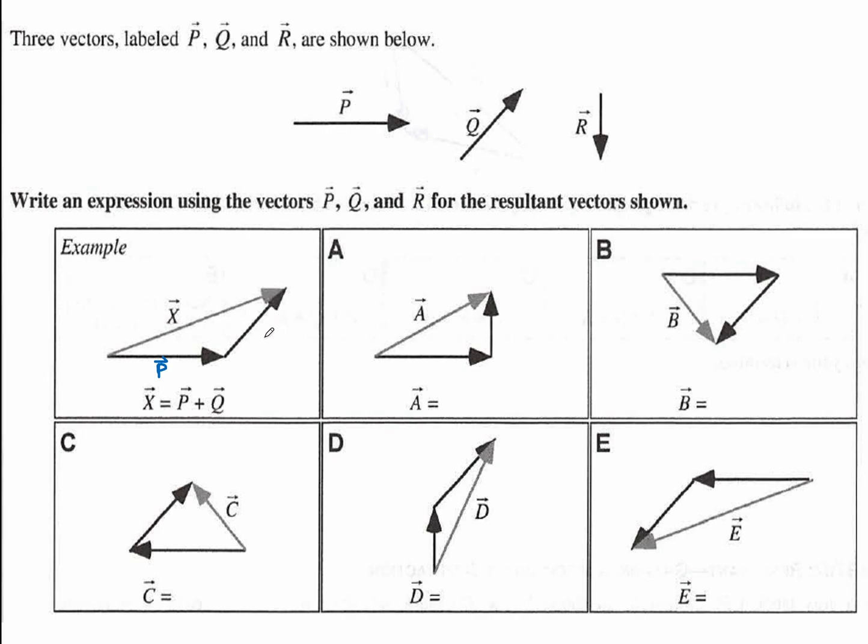What's this vector right here? Well, that is Q, in the same direction and magnitude as it up here. So what do we know here? X, the resultant, is just the sum of P plus Q. And you're like, okay, this is easy. All right, so let's try A real quick.